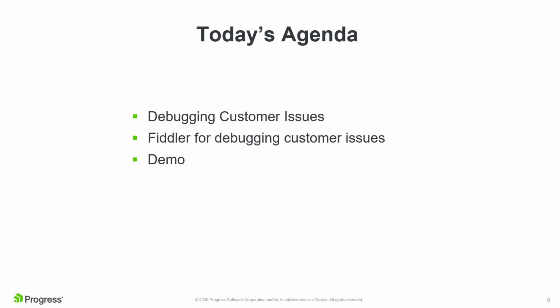So we will first start by looking at the process for debugging customer issues and touch upon the problems that customers, support, and development teams face in solving these issues. Then I will walk you through how Fiddler and its ecosystem of products can help streamline the troubleshooting process. And finally, I'll walk you through a demo on how you can leverage the Fiddler ecosystem in your support and development workflow.